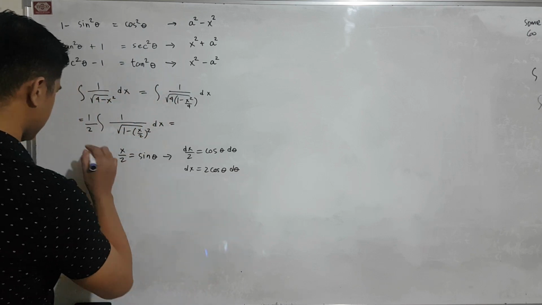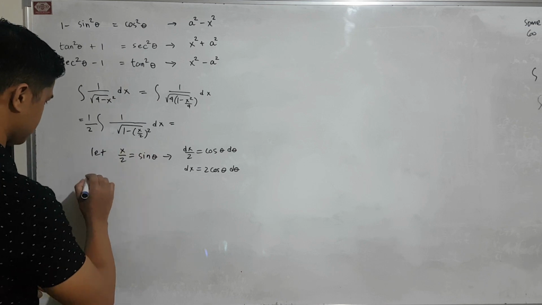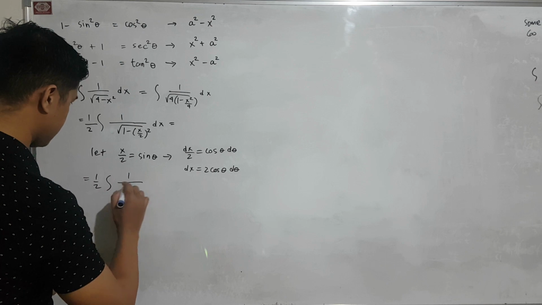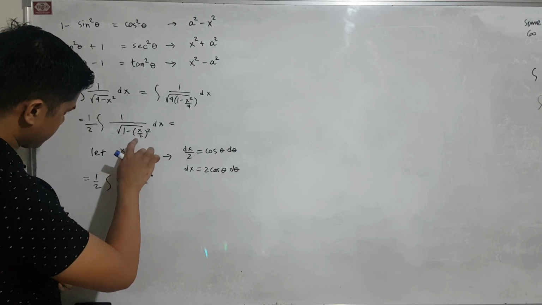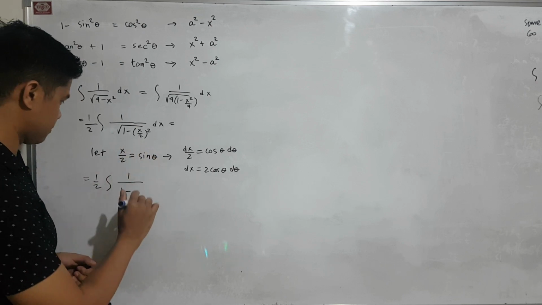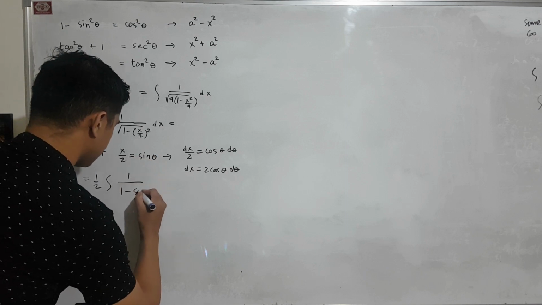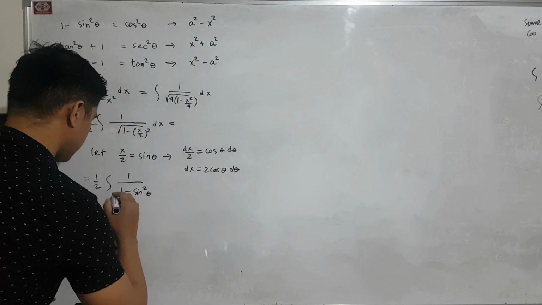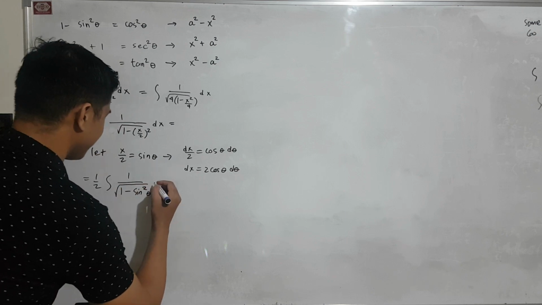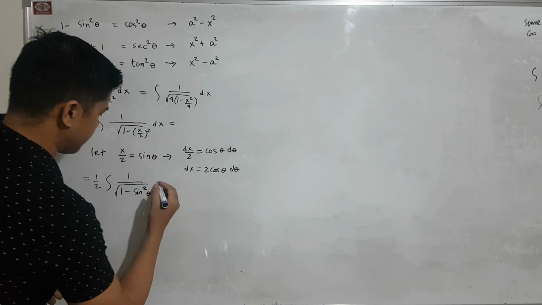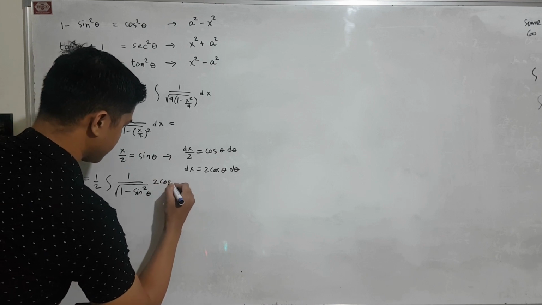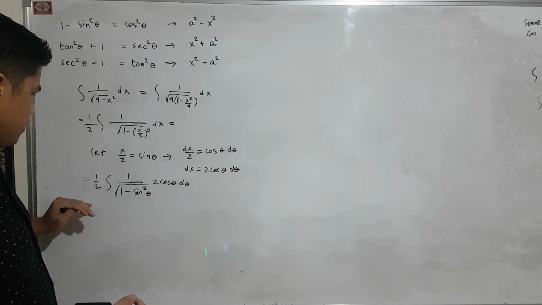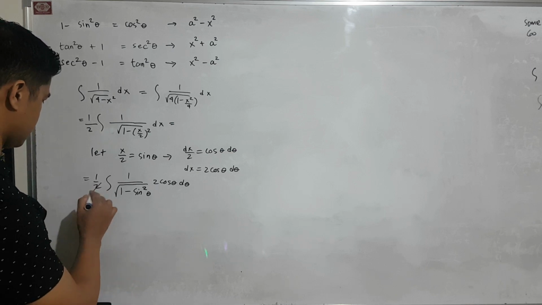Now we can write this integral as 1/2 times the integral of 1 over the square root of 1 minus, x over 2 becomes just sine, and there's a square there, so 1 minus sine squared theta. This is still under the square root. Now your dx is equivalent to 2 times cosine theta d theta. And as you notice here, we can just cancel out the 2 and the 2.